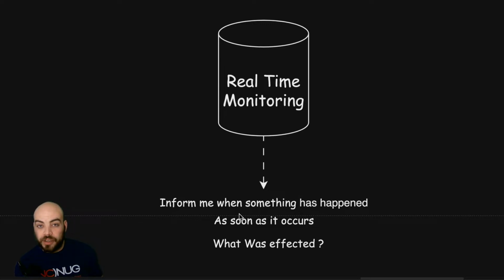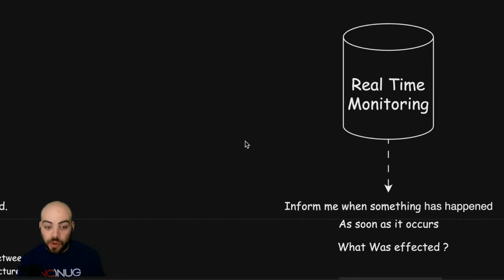The real-time monitoring tool is really there just to tell you, hey, this device went down, or this interface flapped, or you reached some type of threshold on a certain amount of bandwidth. So real-time monitoring lets you know immediately when something occurred. Let's go on to the next one real quick.